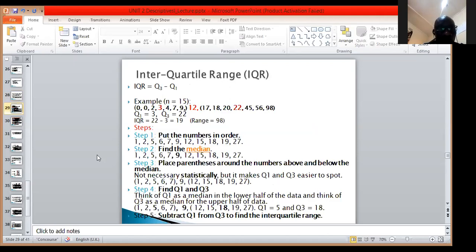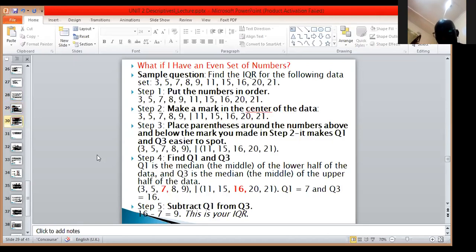Let me talk about interquartile range as we are winding up. Interquartile range is the difference between the upper quartile and the lower quartile. So all you need to do is, what is your upper quartile minus your lower quartile? That's how we calculate the interquartile range. Whatever figure you find as your upper quartile, subtract the lower quartile, and the difference will be our interquartile range.